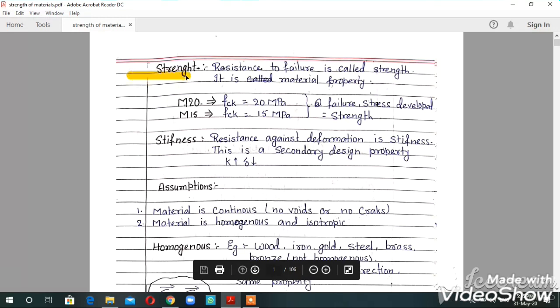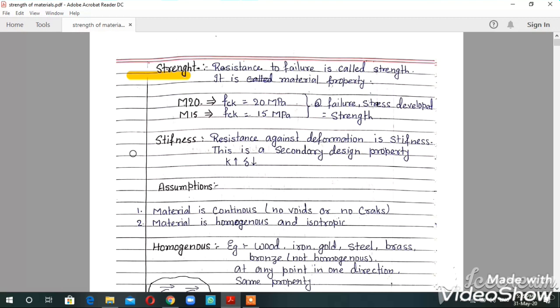What is strength? Resistance to failure is called strength. It is a material property. What is the meaning of M20? M20 basically is FCK equals 20 megapascal. What is FCK? Not more than 5% of results are accepted to fail.